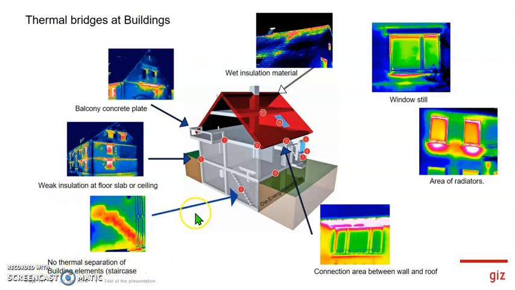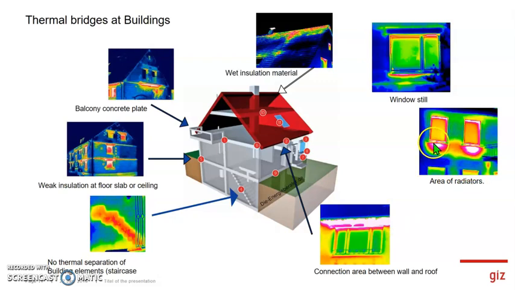Also a typical one here, the stairs downstairs, in the cellar or up there, no thermal separation of building elements. For example, here the staircase, you can see how the heat from the inner building is actually transferred to the outer wall here where the stairs are. Another one is here, this area under the connection between roof and wall. So you also, as you can see, there are some heat energy losses there.